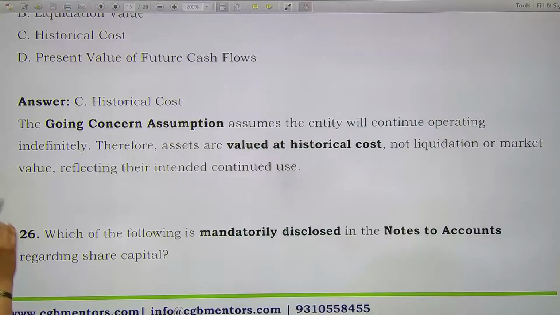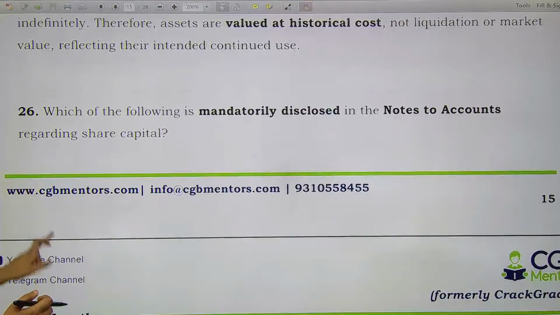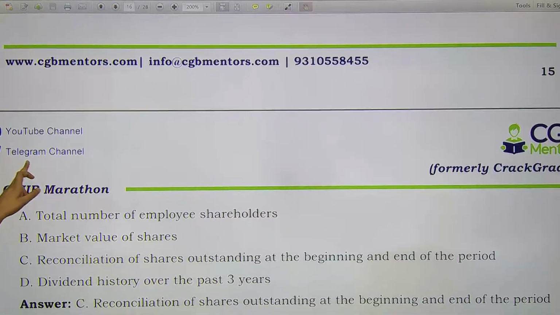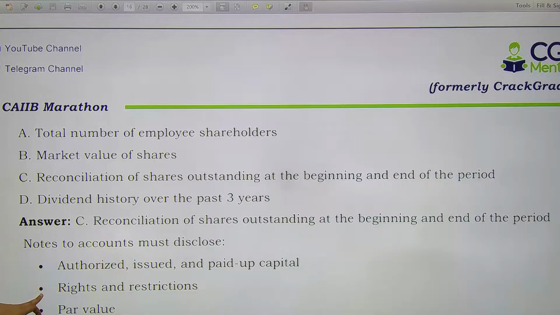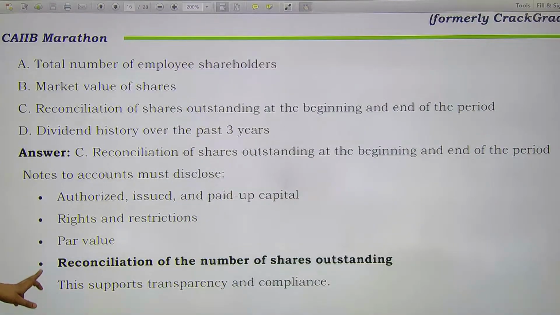Now, which of the following is mandatorily disclosed in notes to accounts? Total number of employees, market value of shares, reconciliation of shares outstanding at the beginning and at the end of the period, dividend history over the past 3 years. So over here, reconciliation of shares outstanding is mandatorily a part of your notes to accounts.